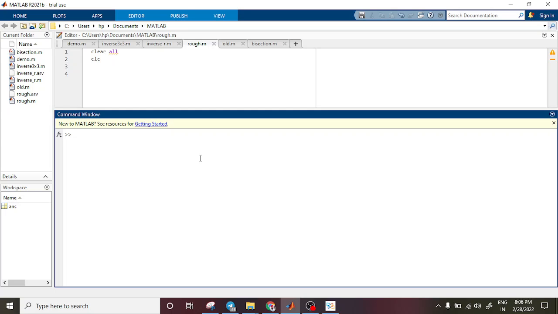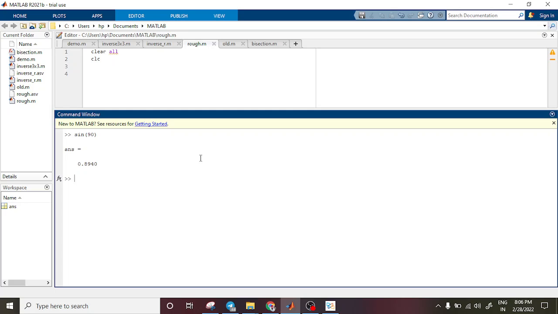Next is how we can use sine. If I write sin of 90 degrees, what will be the answer? So this is the result. Why am I not getting the answer 1? Because sine of 90 degrees is 1, but here 90 is not in degrees, it is in radians. MATLAB always uses radians, so we have to convert this.